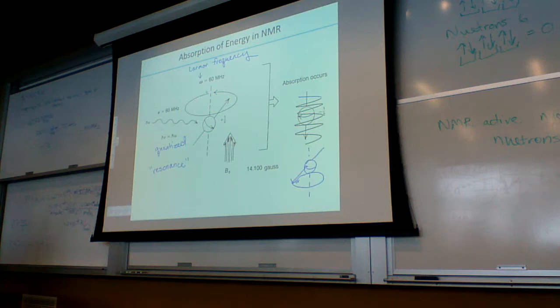Is omega only 6 megahertz? No. It's just this only distorted number, you know? Yes. This is a 60 megahertz NMR.